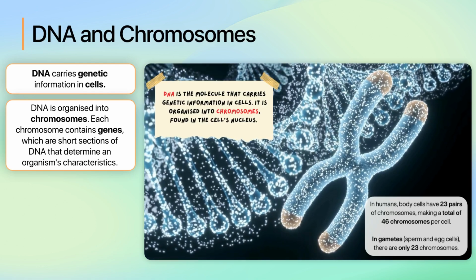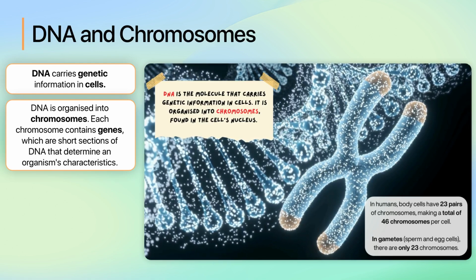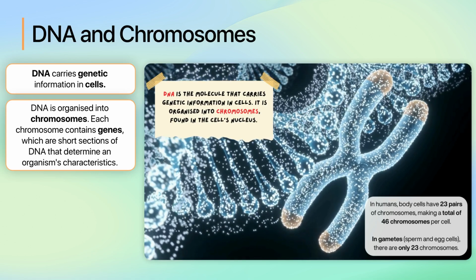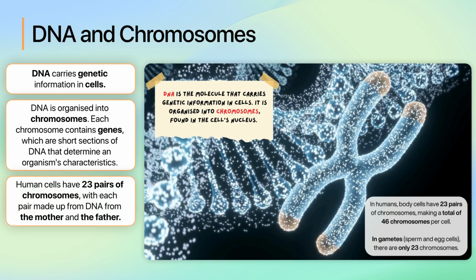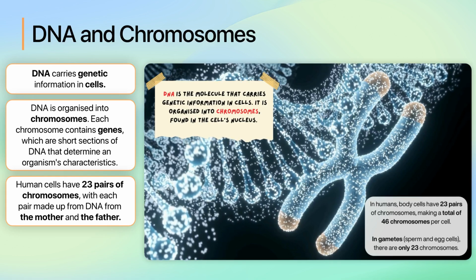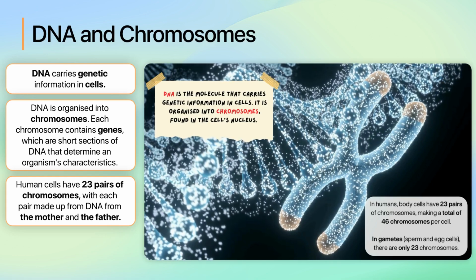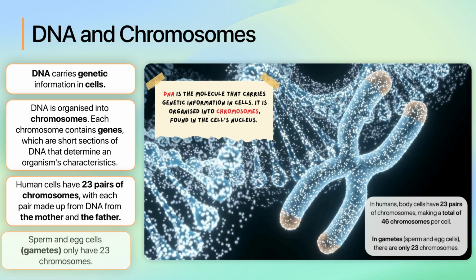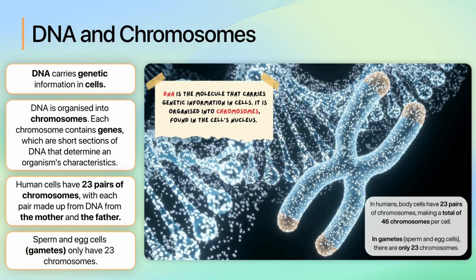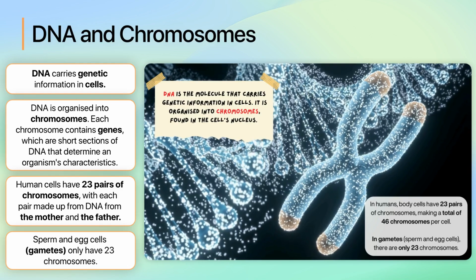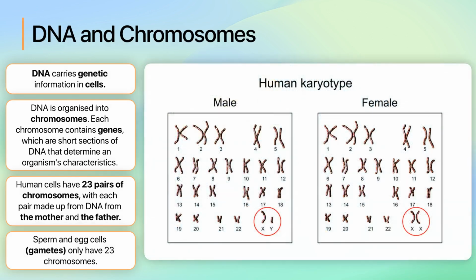Each chromosome contains many genes, short sections of DNA that code for specific proteins, which in turn determine the characteristics of an organism. In humans, body cells have 23 pairs of chromosomes, making a total of 46 chromosomes per cell. These chromosomes are found in pairs because one set comes from the mother and the other from the father. However, in gametes, which are sperm and egg cells, there are only 23 chromosomes, half the number found in most other cells.